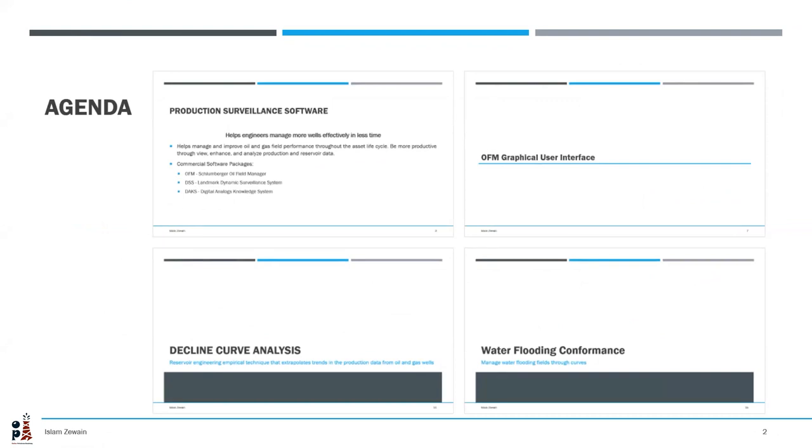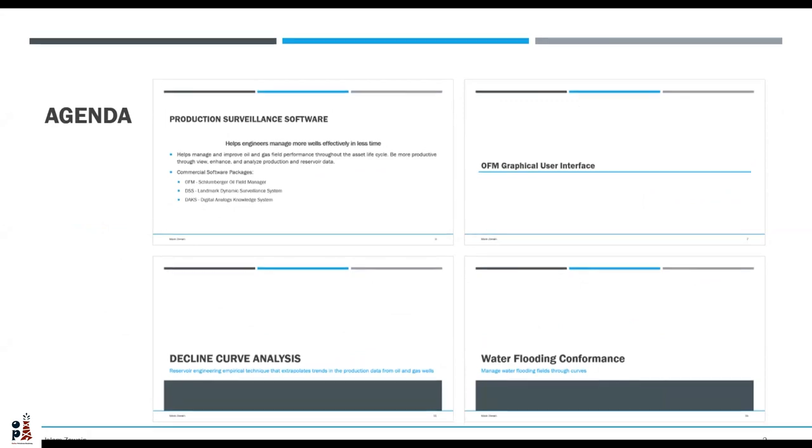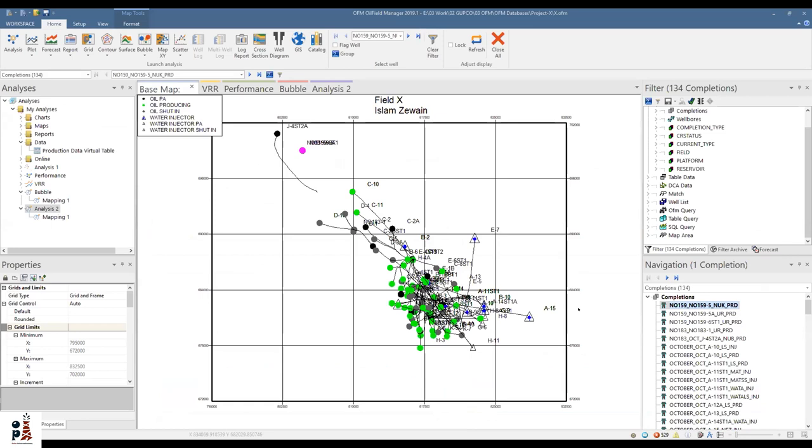Now let's have the OFM on the screen and do some decline curve. Can you see the OFM? Jed? Yes, I'm Jed. Jed, can you see the OFM, the software? No, we are still seeing the presentation. Still the presentation, 1 minute. Now? Now, yes. Okay. It's clear right now.